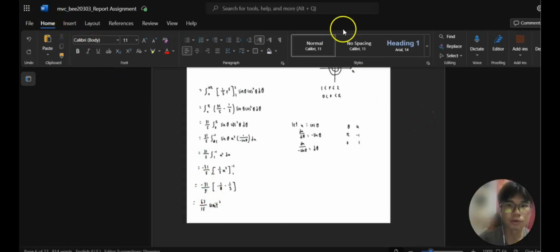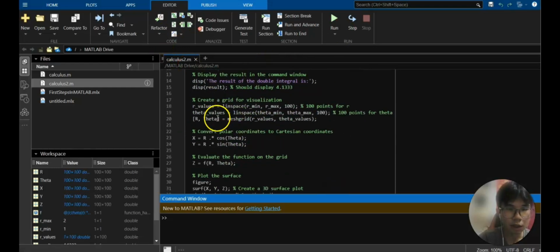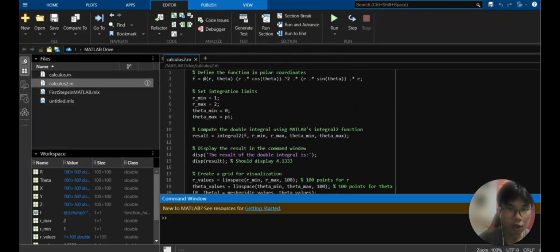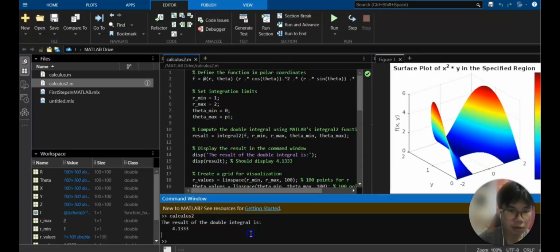So now we will move to the simulation. This is the coding that I did for question 3. After running, it gives the result 4.133, which is the same as the manual calculation, 62 over 15. And this is the graph for the simulation.